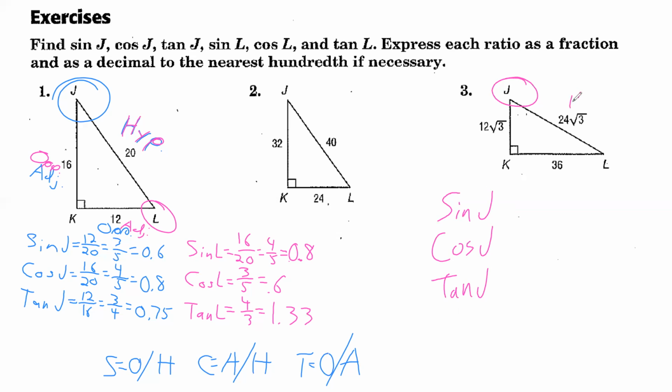Our parts, again, hypotenuse, always label that first. Now, based on J, which side is that? Well, radical 3 is adjacent. 36 is opposite. So, sine J, cosine J, and tangent J. Sine J, well, sine is opposite over hypotenuse. So that's what? 36 over 24 radical 3. All right, cosine J. All right, and tangent of J. So, tangent, again, opposite over adjacent. So we got opposite of 36, adjacent was 12 radical 3.